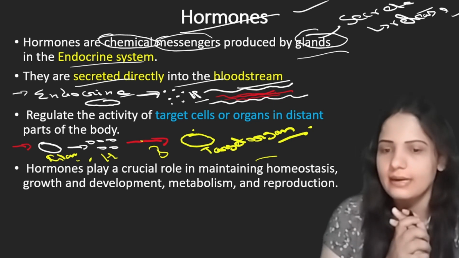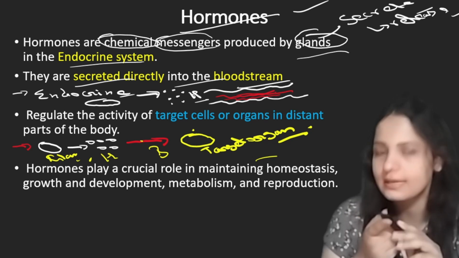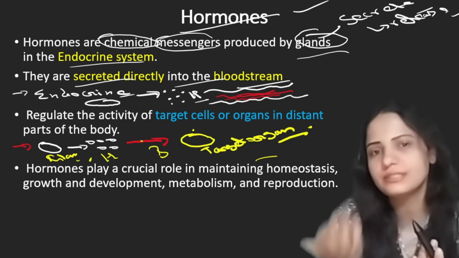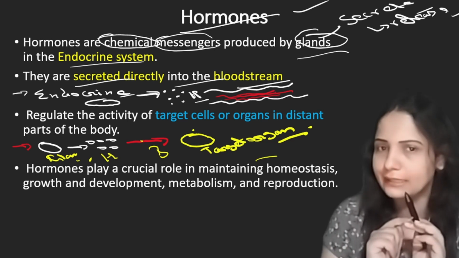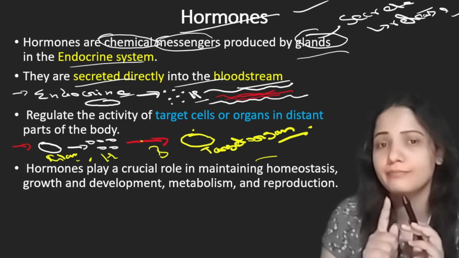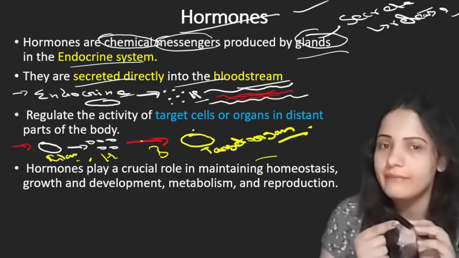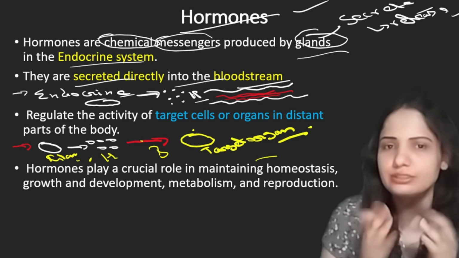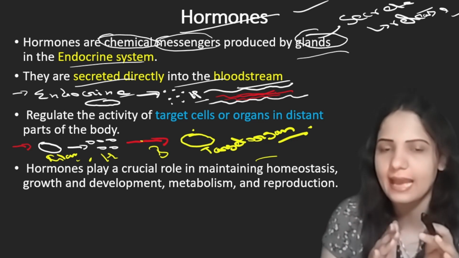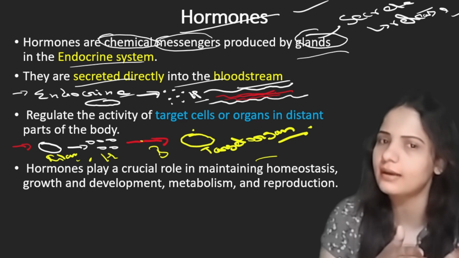We have an idea that hormones are chemical messengers. They are produced by endocrine glands. Endocrine glands are the body parts which secrete hormones. This much is clear to you, I know. Now, they are secreted directly into the bloodstream. Again, this is a very important line, because endocrine glands do not have any type of duct. So they release their secretion directly into the blood, and then the blood will carry that hormone to its destination, to its target body part.